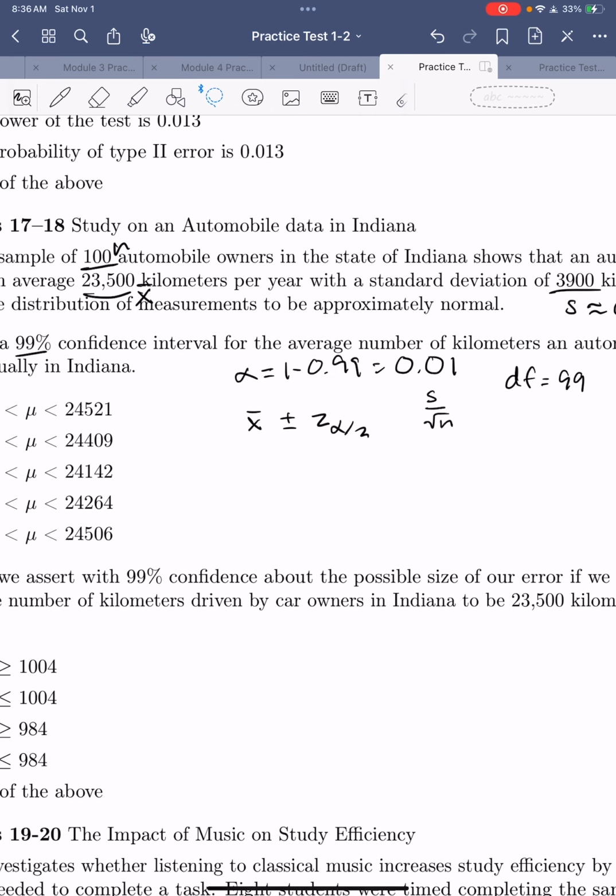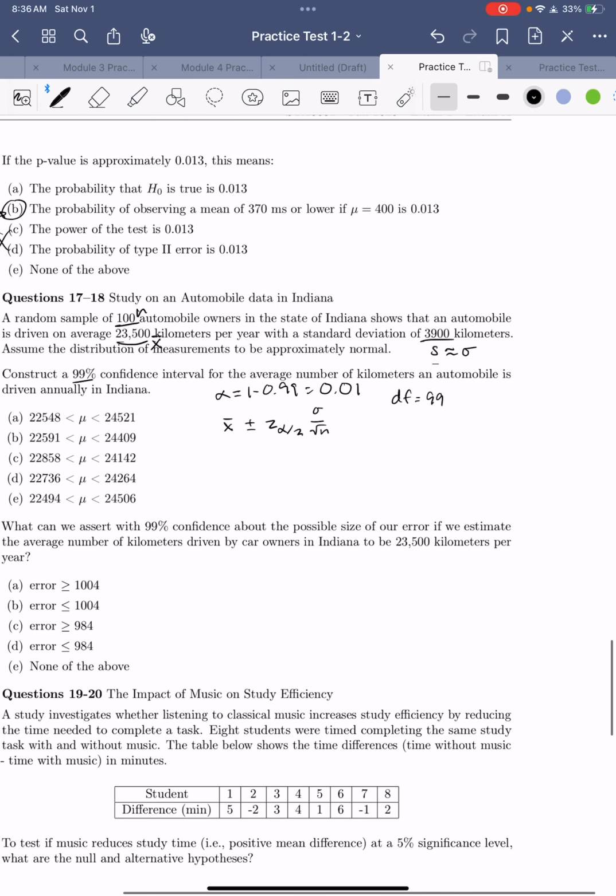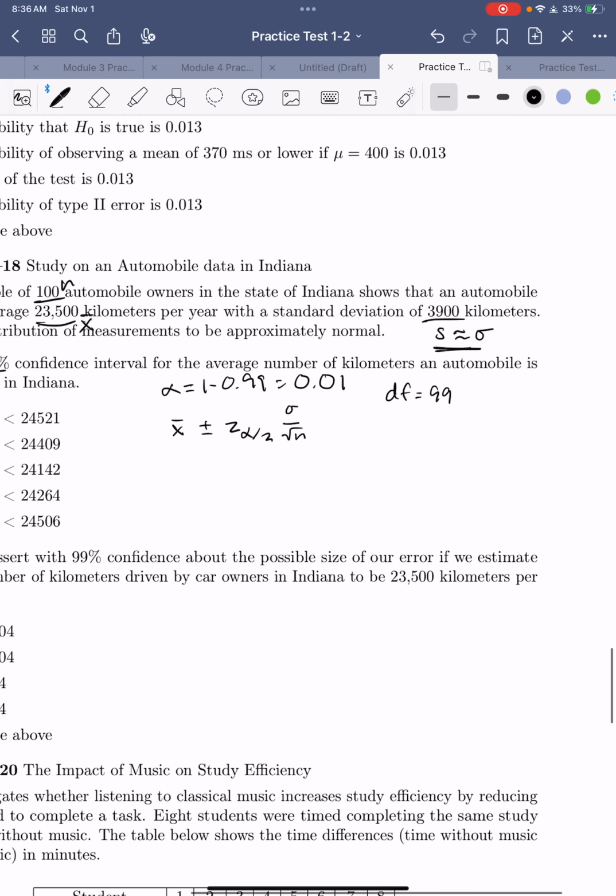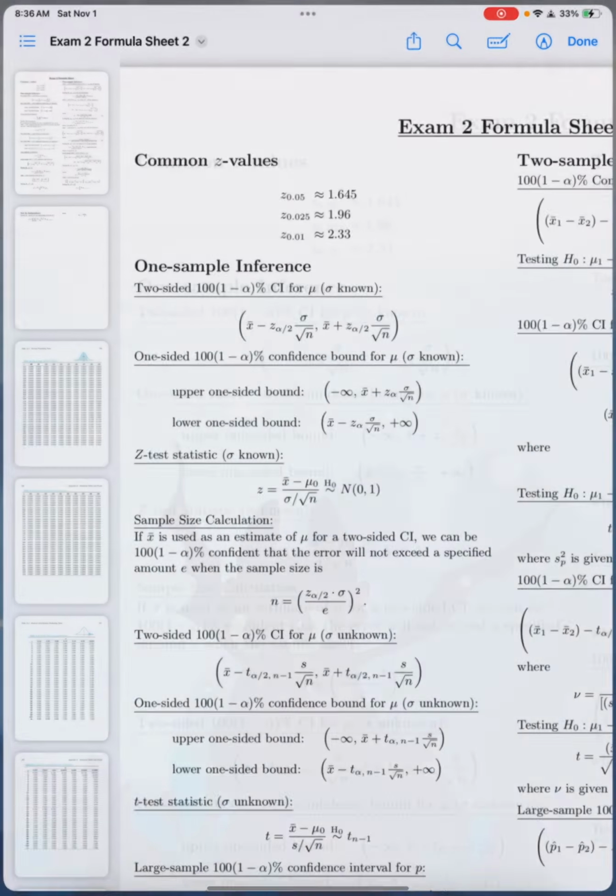Which is really simple, except we use our population standard deviation, but we can say that they're about equal. So now we can find our z value. So it's our z of 0.005. And we can look at our table.